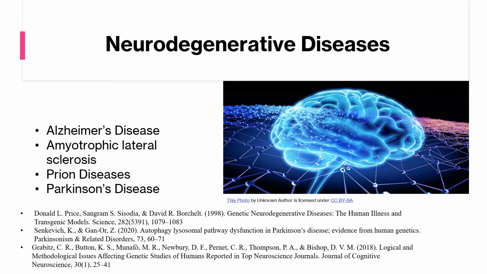ALS, which is one of the most common adult onset motor neuron diseases. Muscle weakness and atrophy are the common characteristics of this disease. 10% of ALS cases are familial, and inheritance exhibits an autosomal dominant pattern.